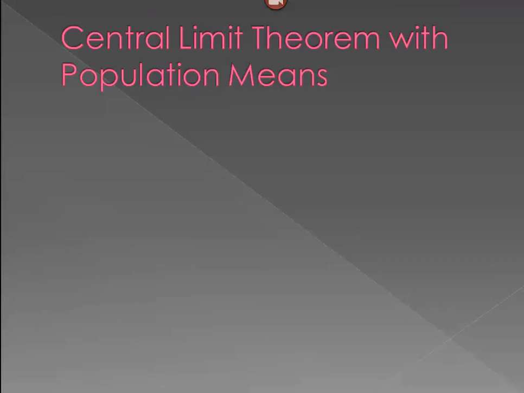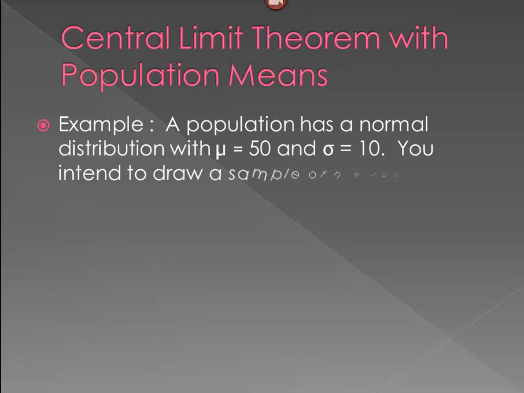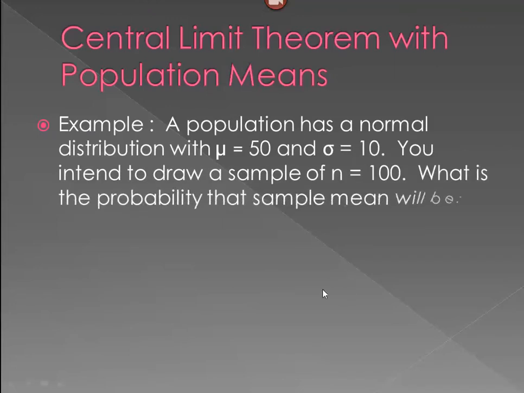Okay, let's look at one more example of how we can use this to calculate probability, and how this will change slightly from what we did in the last section. If a population has a normal distribution, notice that it wouldn't really matter what sample size we have. But let's say that the mean of the population is 50 and the standard deviation of the population is 10. We intend to draw a sample of 100. It's obviously way bigger than the 30 we need.